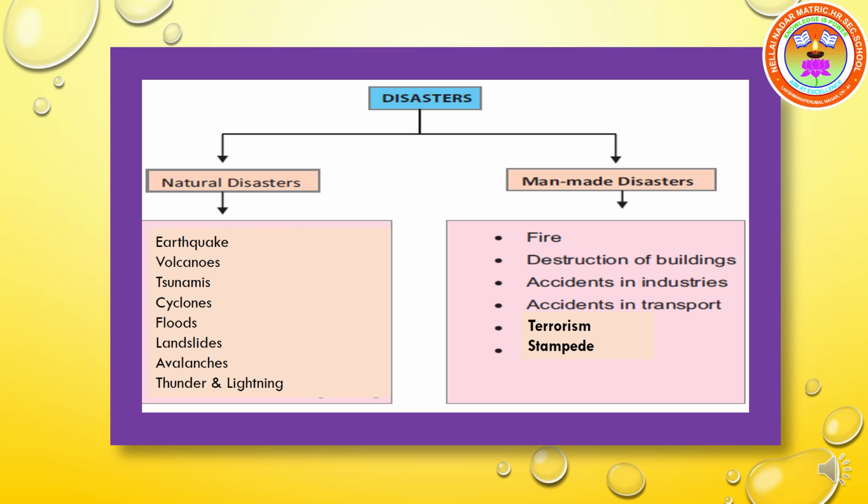What do you mean by natural disasters? Natural disaster means naturally happened. Man-made disaster means disaster happened due to human error. Natural disasters are earthquake, volcanoes, tsunamis, cyclones, floods, landslides, avalanches, thunder and lightning. Man-made disasters are fire, destructions of buildings, accidents in industries, accidents in transport, terrorism, stampede, etc.